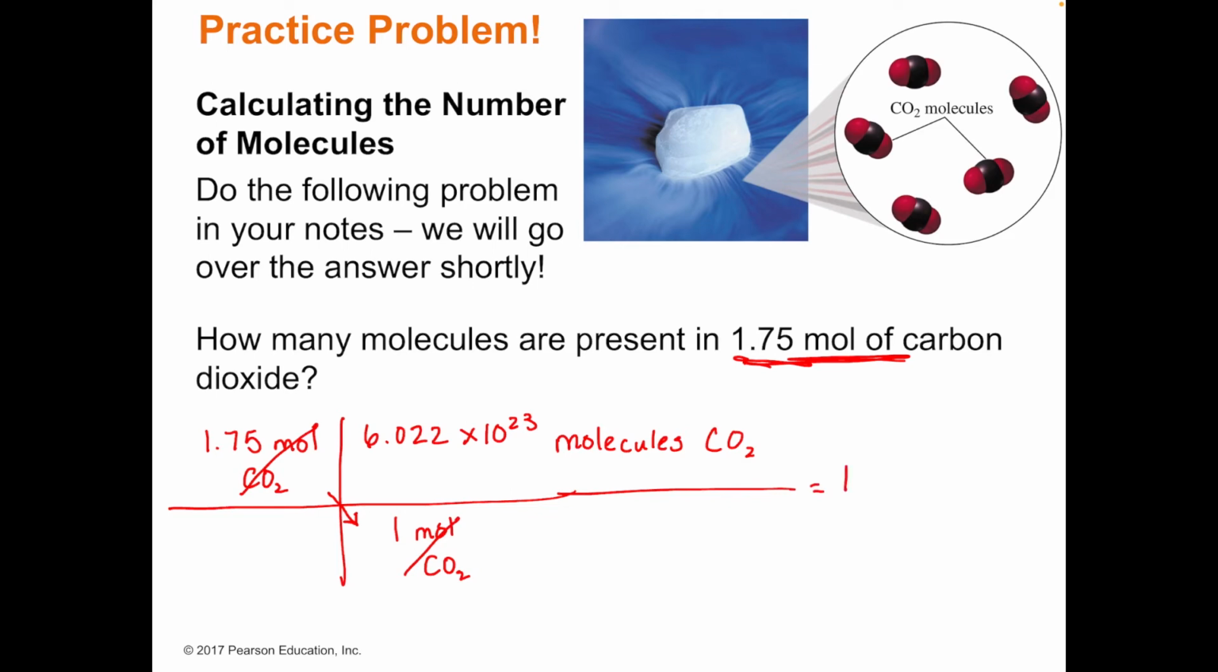So we can go ahead and multiply all this out. We'll get 1.05 times 10 to the 24th molecules of carbon dioxide. And make sure that your answer always has the number, the unit, and the chemical, so that we're being very specific. So our number, our unit, our chemical.